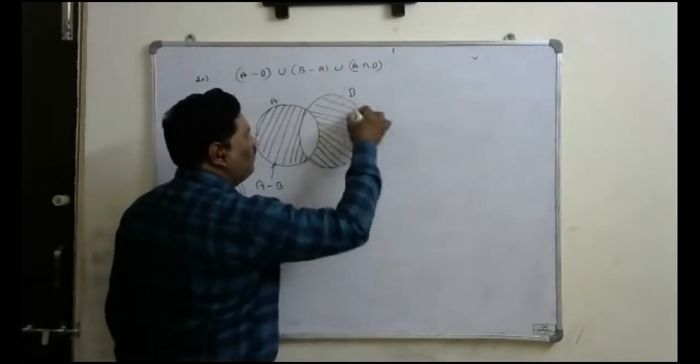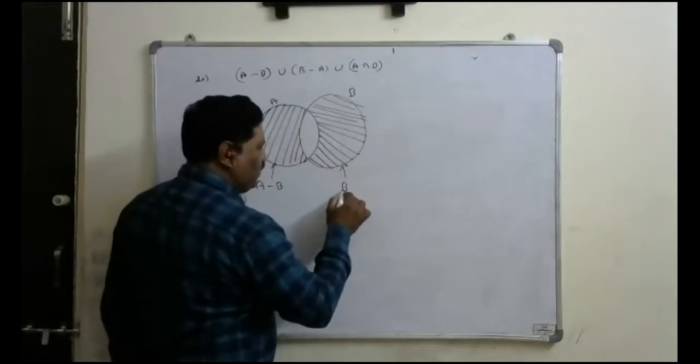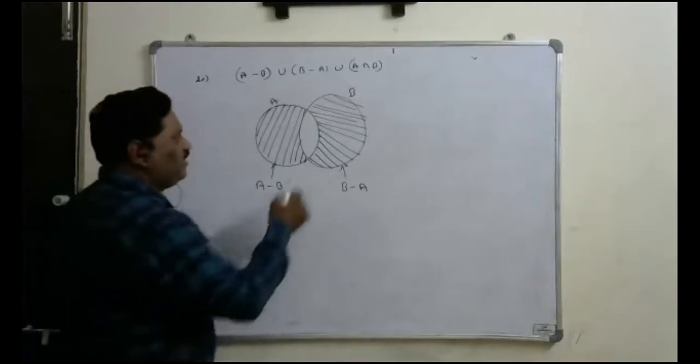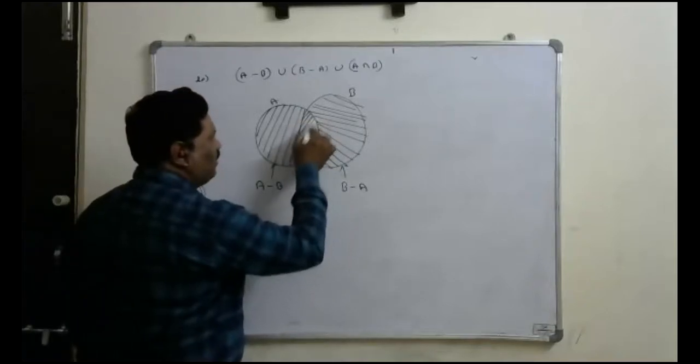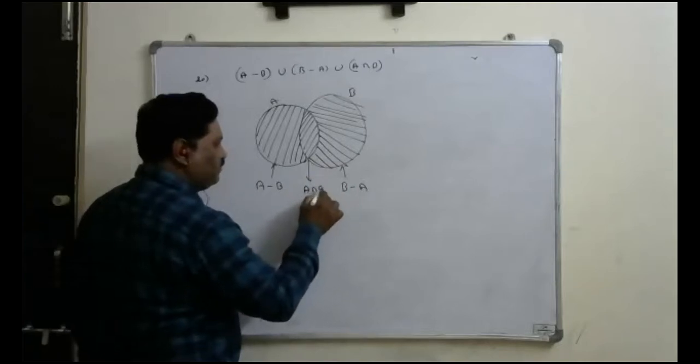So this is the area available in B only. So this is B minus A. Then A intersection B, that is the common area. So this is the common area, you can take it. This is A intersection B, right?